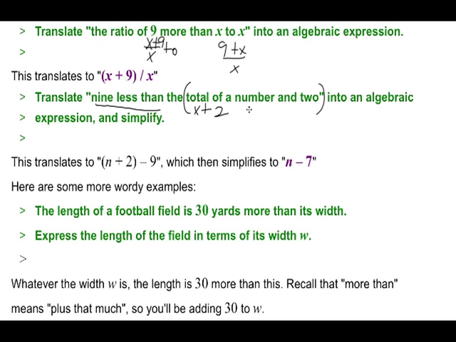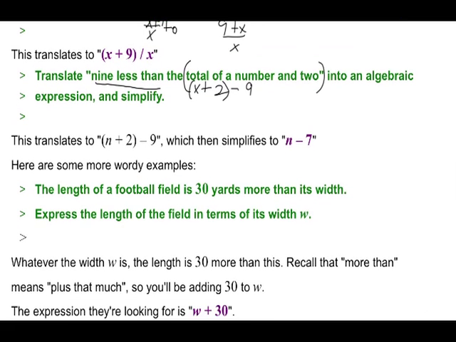Now the problem with this particular expression is I need to recognize that I'm taking 9 less than something that hasn't been done. So that total of a number and 2 means that I should put parentheses around it, because I have to do that first before I subtract 9, even though the way it's written here would have been correct anyway. But sometimes we have to understand where to put parentheses. So that translates to, for me, x plus 2 minus 9. Okay? And then they just simplified it further.